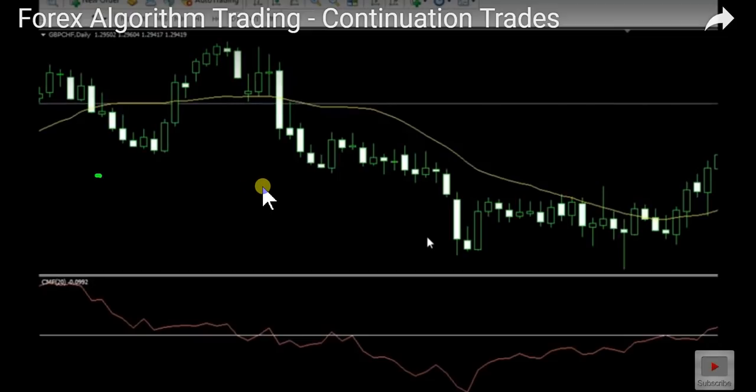But if I chose to... Fairly straightforward. Let me see. Now, he missed a great entry here. See it? I can't draw it. But see how it pulled back to the moving average he's pointing out?